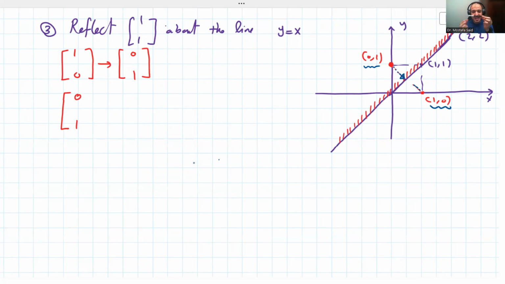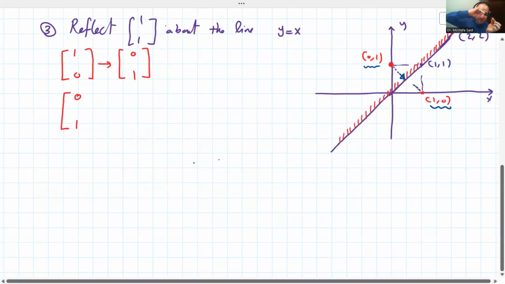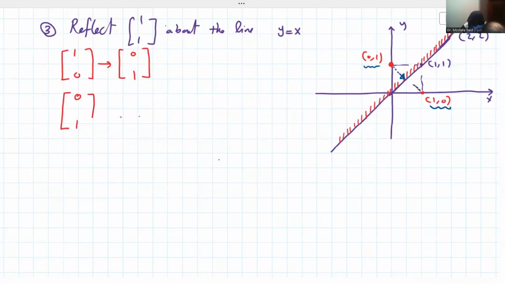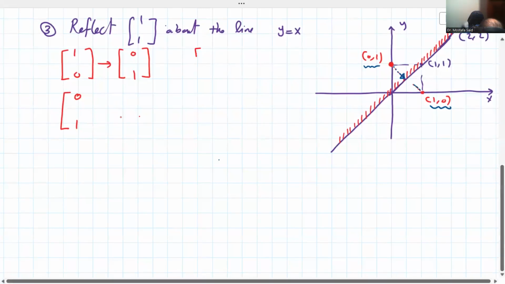But imagine the line is here. So basically any point here will be the same point here, but on the other side. If we tilt it, it will be the same. So the point 0, 1 becomes 1, 0. Just switch it.